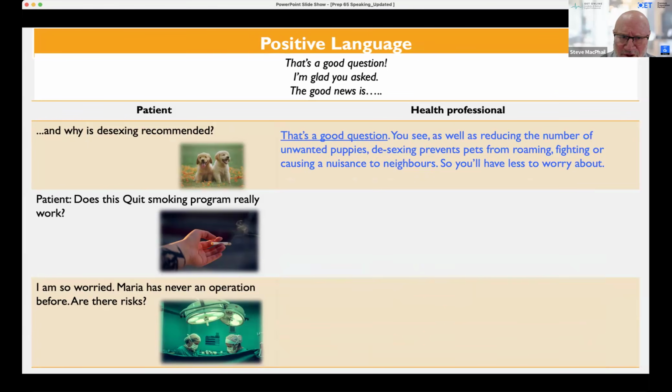That's a good question. You see, as well as reducing the number of unwanted puppies, de-sexing prevents pets from roaming, fighting, or causing a nuisance to neighbors. So you'll have less to worry about. All right, so that's very positive and a good explanation of the benefits of de-sexing.